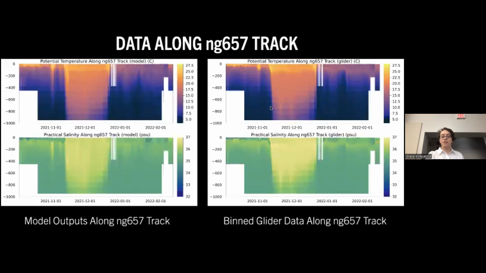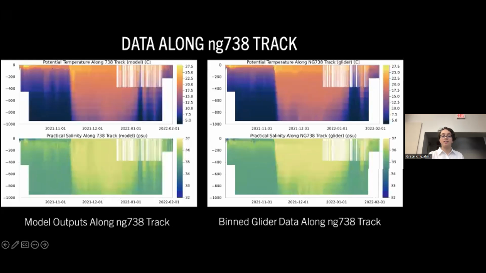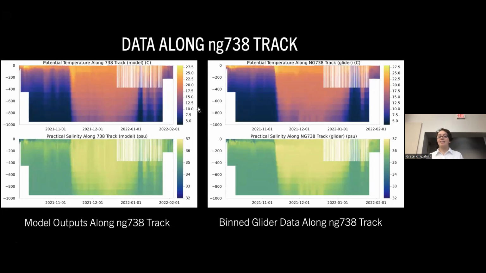Moving on to NG738. Again, we have time on the x-axis and depth on the y-axis. But we can see that the Gulf Stream pattern here is a little more complicated, and it doesn't match up quite as well between the model and the glider, especially past the timestamp corresponding with January 1st, 2022, which is about 3/4 of the way through the transect to the right.